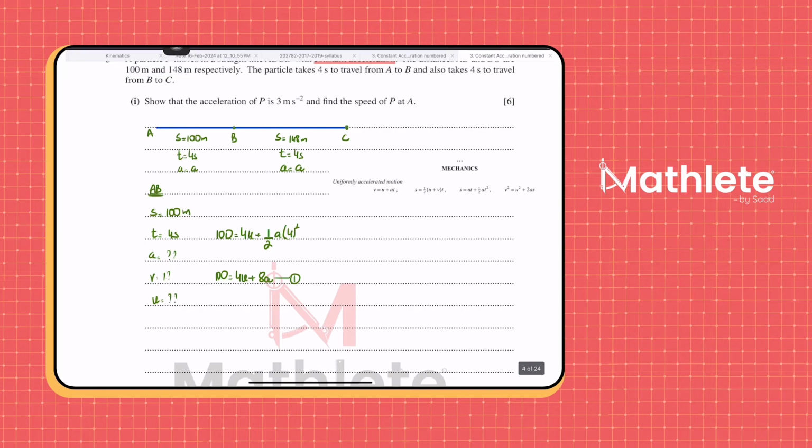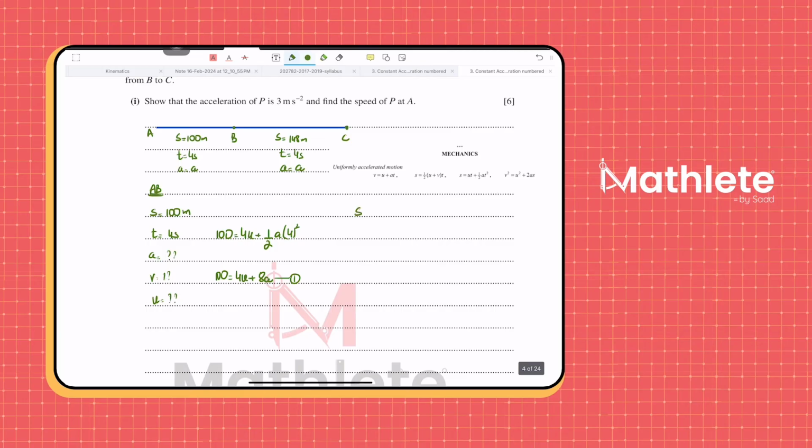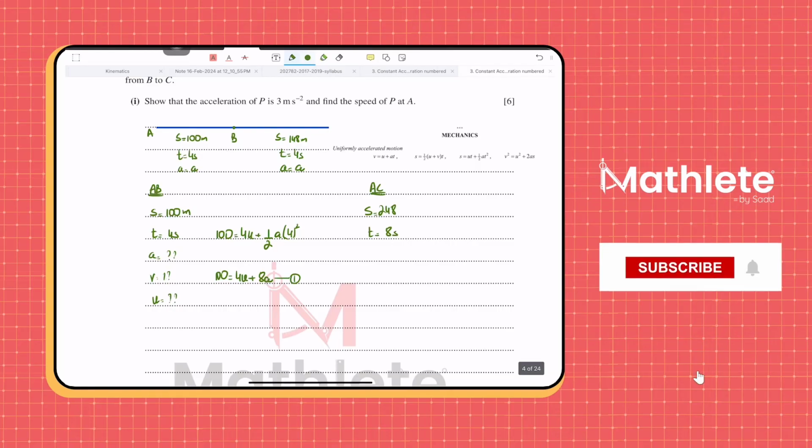Now the next part of the journey is from B to C. So now the information that I will consider, what will that be? What will be the displacement? 148? 248. Very good. Why? Because now the journey that we're considering is actually from A to C. Remember the example that I gave of sum of terms? Just like that. Here you're given from B to C, but now we're combining the two, and the displacement is 248. The time is going to be 8 seconds. Yes, good job. Acceleration will be the same as the previous part of the journey because it's constant throughout.